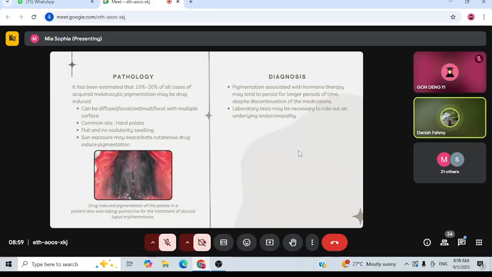It has been estimated that 10 to 20% of all cases of acquired melanocytic pigmentation may be drug induced, and it can be diffuse, localized, or multifocal with multiple surfaces. The common site is the hard palate, and lesions are flat with no nodular swelling. Sun exposure may exacerbate cutaneous drug-induced pigmentation. For the diagnosis, pigmentation associated with hormone therapy may tend to persist for longer periods of time despite discontinuation of the medications. Laboratory tests may be necessary to rule out an underlying endocrinopathy.